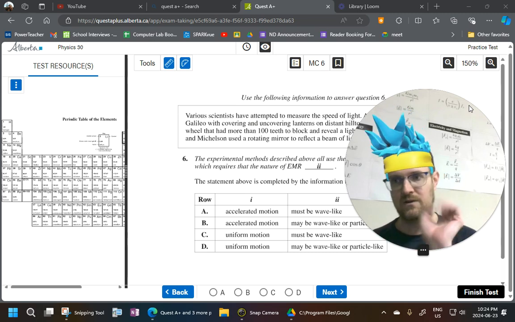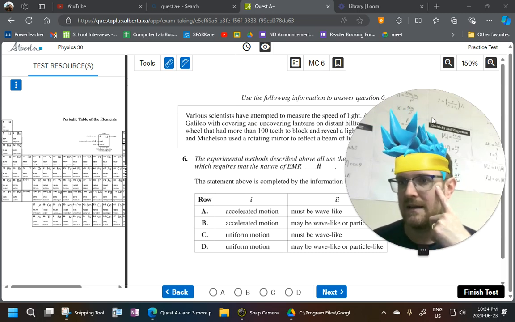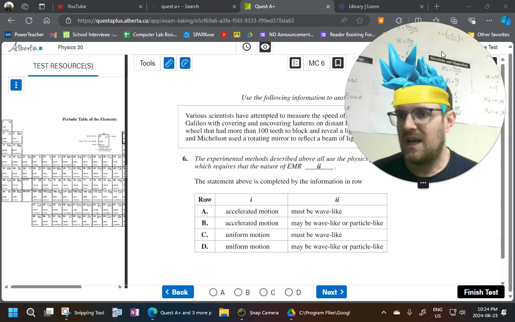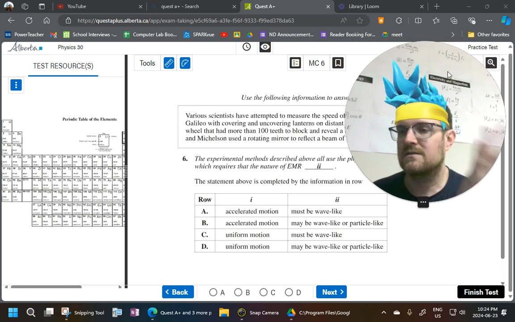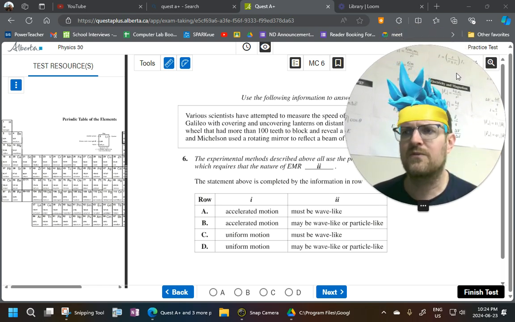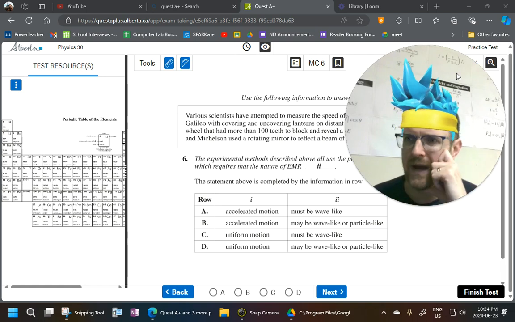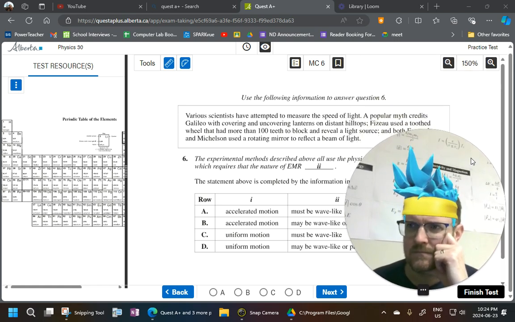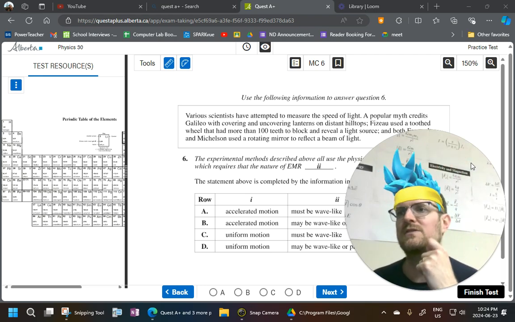Like as soon as they're made, they're going off the way they are. And they may be wave or particle-like. It doesn't really matter because they're going to reflect off things. So maybe that's more of a wave thing. But they could technically just be like packets of energy going there and bouncing back.